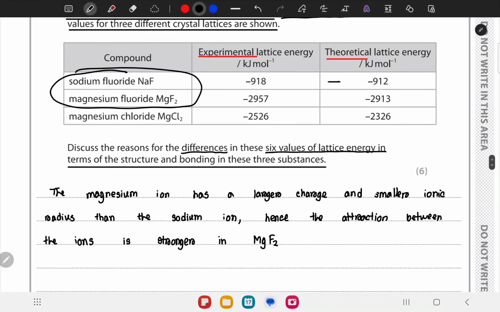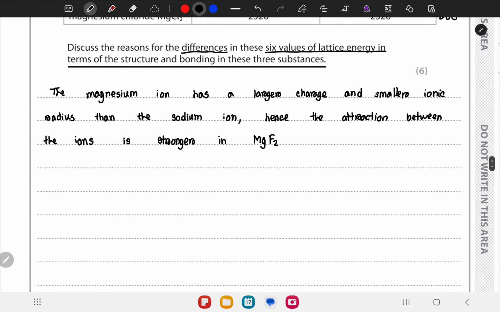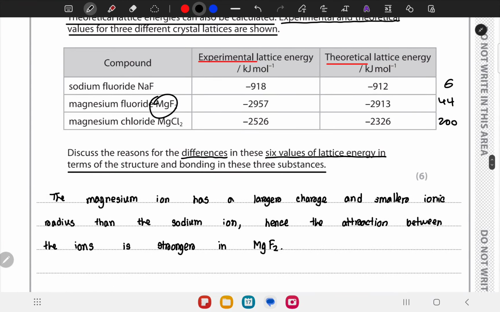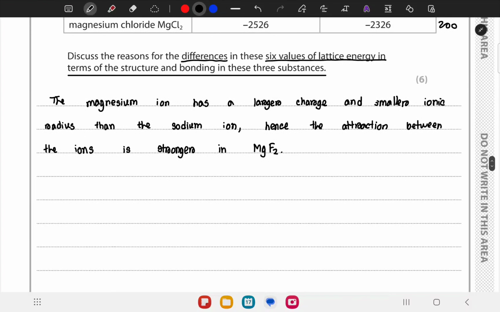Now we'll describe the change in differences. So the difference between the experimental and theoretical values for sodium fluoride is 6, while that for magnesium fluoride is 44, and this is 200. For that, we have to explain that the magnesium ion is more polarizing, has a higher polarizing power than the sodium one.